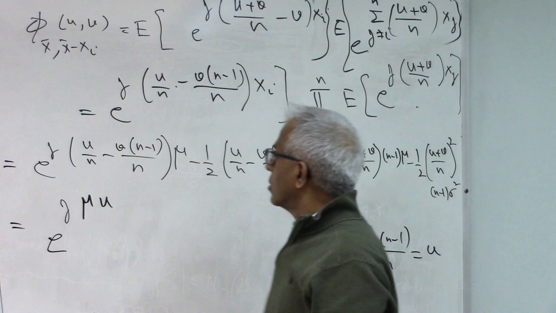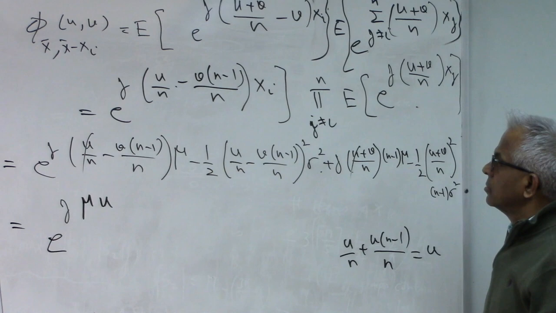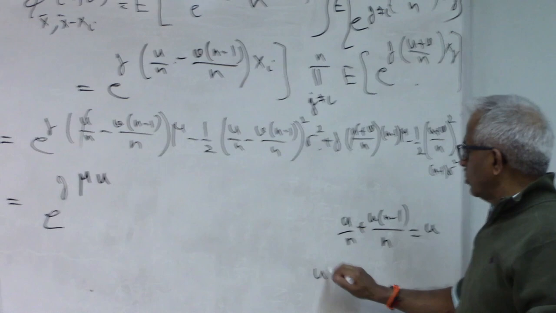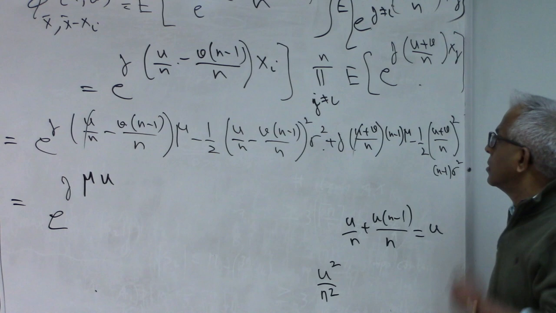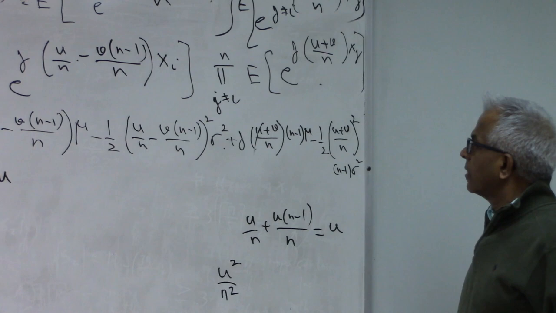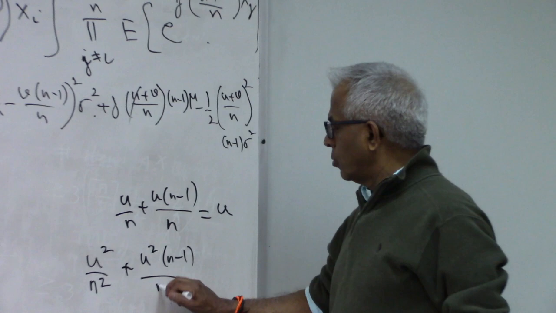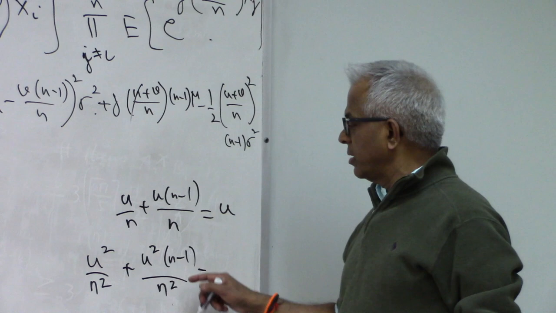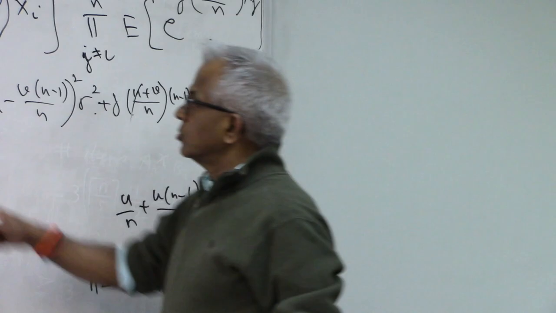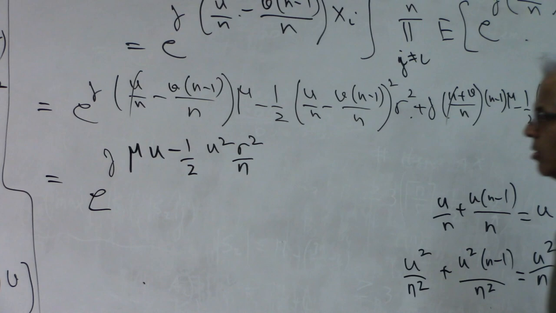So that's all. I took care of this term and I took care of this term. Now let me go to this u squared term. So I have u squared over n squared here, and then from here, u squared multiplied by n minus 1 over n squared, right? If you add it up, the n cancels, so you get u squared over n. With a minus, that will be minus half u squared sigma squared over n. So that's all the u terms.